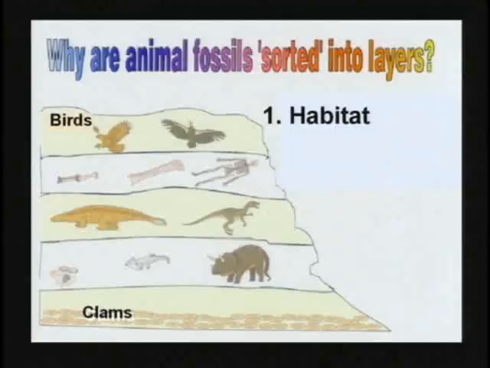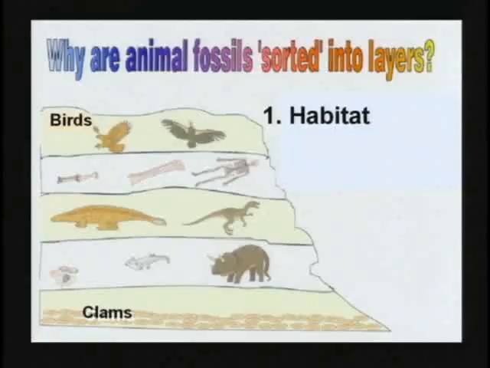Evolutionists will say, Hovind, don't you know the birds are found on top? That proves birds evolved last. And clams are found at the bottom. That proves clams evolved first. I say, well, there's a better explanation. Maybe clams are found at the bottom because of their habitat. That's where they live. A clam would be the first one buried in a flood. I mean, he's already at the bottom. Hello. A bird's going to be the last one buried because he can fly around till he runs out of gas.